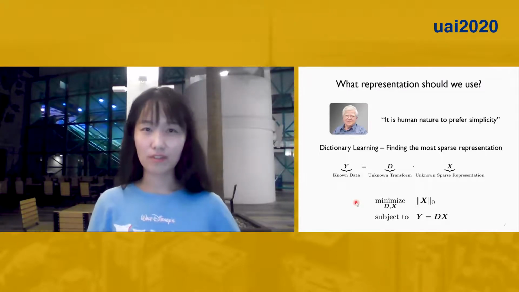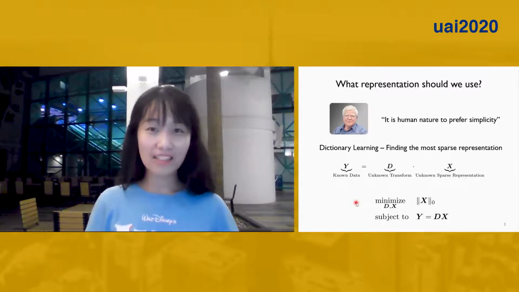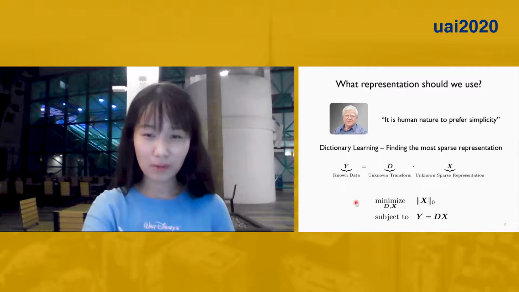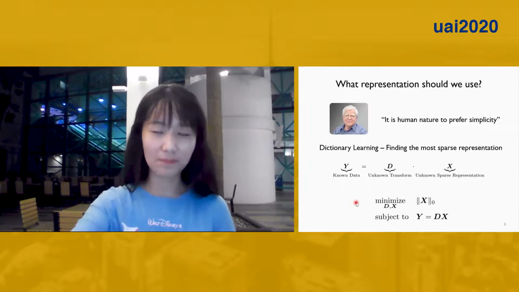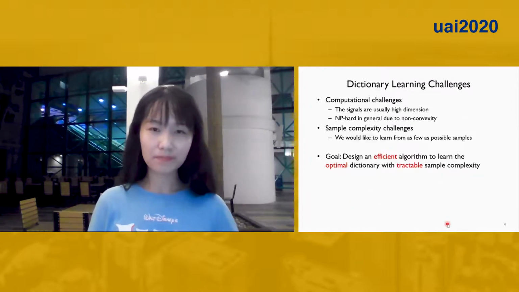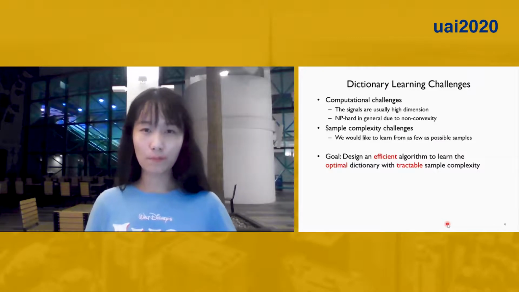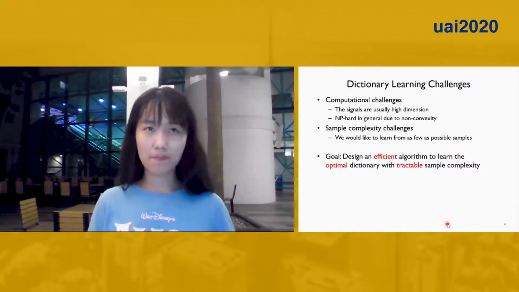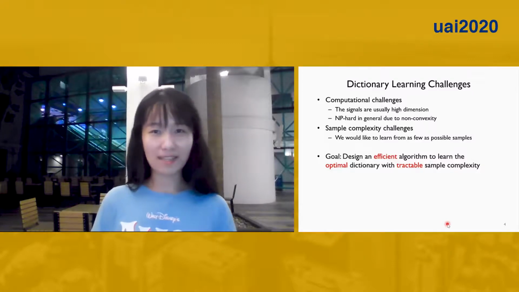Can we answer the question how and why? No, because this problem is not simple at all. Because we are now facing high-dimensional data, and this L0 norm here and the bilinear constraint here will make this problem highly non-convex and NP-hard. In addition, for an efficient learning algorithm, we would like to learn from as few samples as possible. So the target of this work turns to design an efficient algorithm to learn the optimal dictionary with tractable sample complexity.